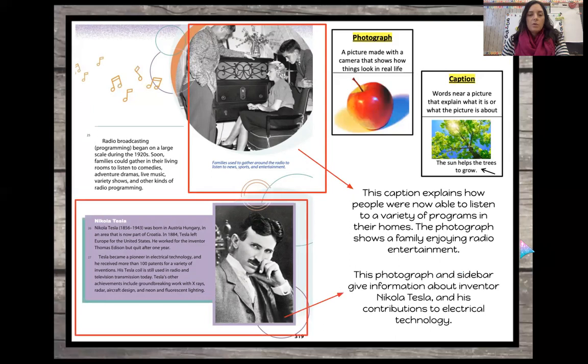At the bottom of the page, we have a picture of Nikola Tesla, who we have already read about, but now it gives us some background information about him and his life. So it says that he was born in Austria-Hungary in an area that's now part of Croatia. And in 1884, Tesla left Europe for the United States. He worked for the inventor Thomas Edison, but quit after 1 year. So this photograph and sidebar give information about Nikola Tesla and all of his contributions to electrical technology.